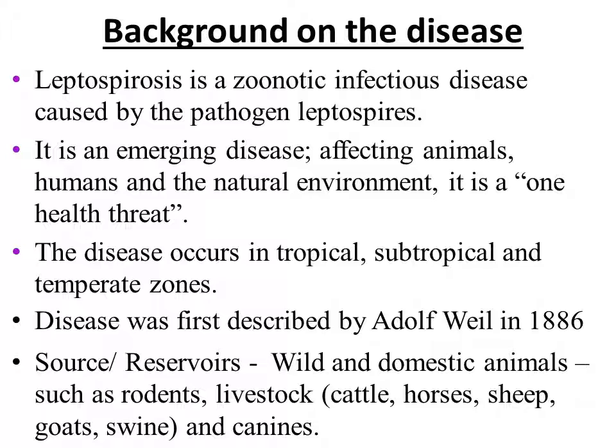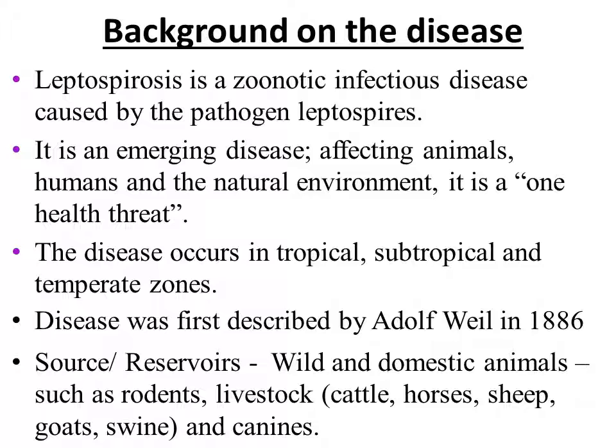Leptospirosis is a zoonotic infectious disease caused by the pathogen Leptospira. It is an emerging disease affecting animals, humans, and the natural environment. It is a One Health threat. The disease occurs in tropical, subtropical, and temperate zones. The disease was first described by Adolf Weil in 1886, a professor of medicine.